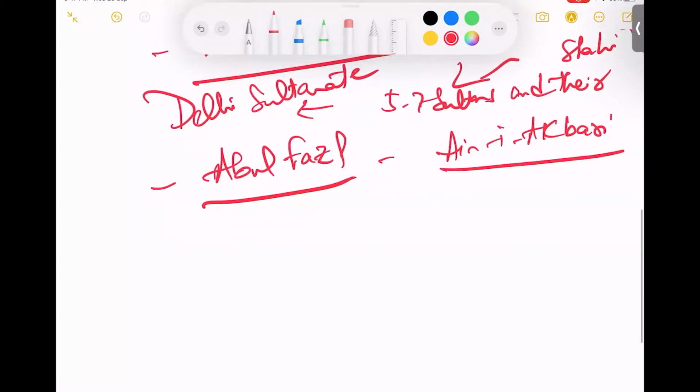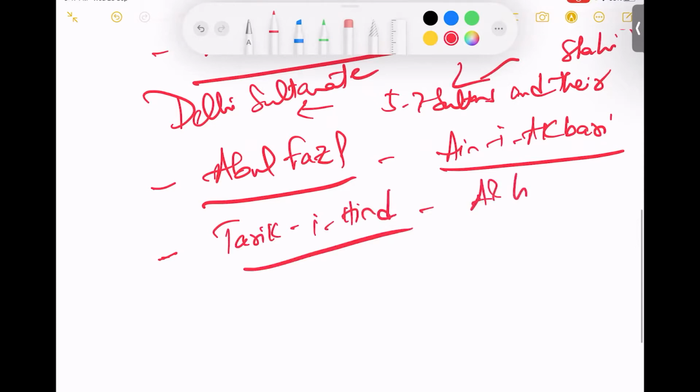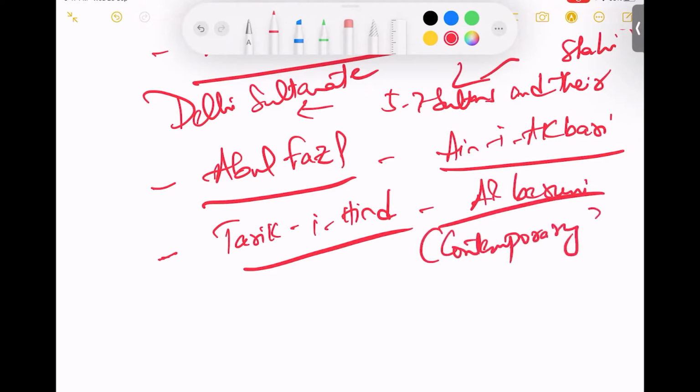Okay. And then one prominent source is Tariq-i-Hind, written by Al-Biruni. So this gives information about the contemporary society, the contemporary society of medieval India.